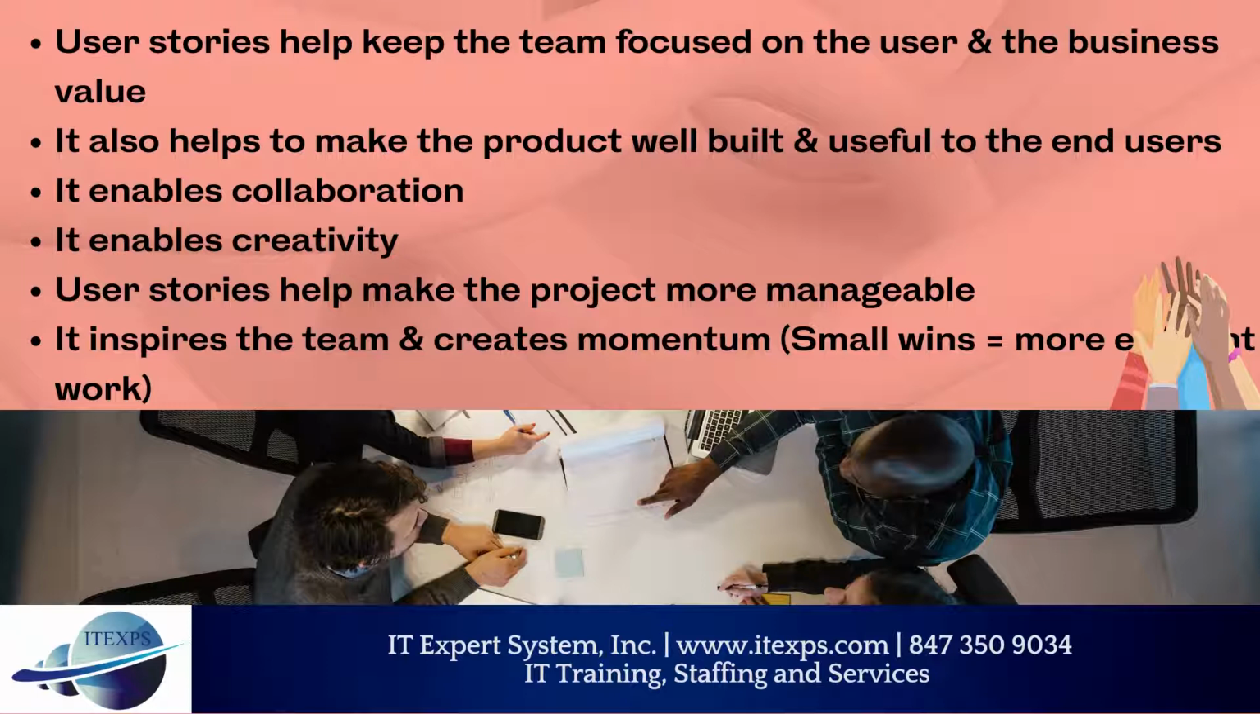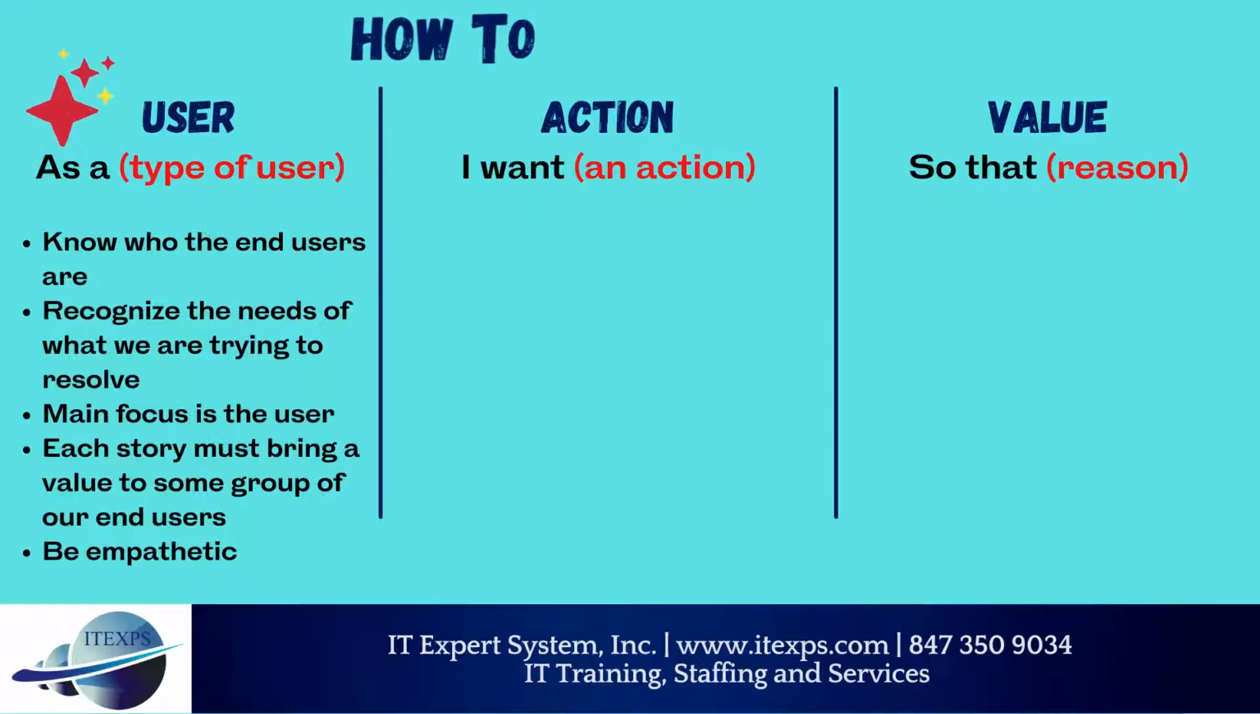With an end goal defined, the team can work together to decide the best approach to serve the user and meet that goal. It enables creativity. User stories encourage the team to think critically and creatively on how best to solve the end goal. User stories help make the project more manageable. It is the best way to work with small, estimable elements, rather than with big complex tasks. Lastly, it inspires the team, and creates momentum. With each story closed, the team gets a feeling of a small win, which motivates them to work even more efficiently. Let's go over how to write a user story.